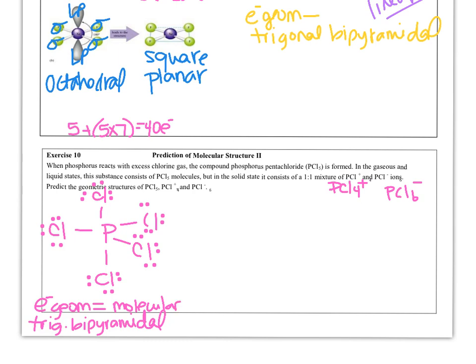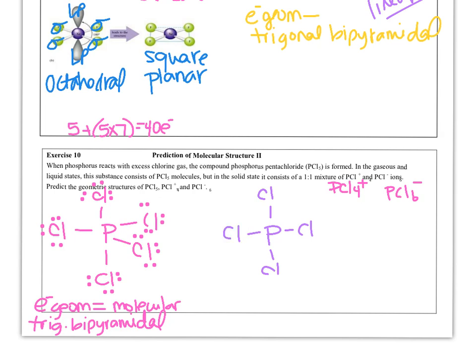Now I'm going to look at the PCl4 plus. So let's see how that one comes out. I'm going to do it in a different color. So for PCl4 plus, I'm still going to have phosphorus in the middle. I'm going to do my chlorine up and then chlorine down, and then I'll do chlorines coming off either side.